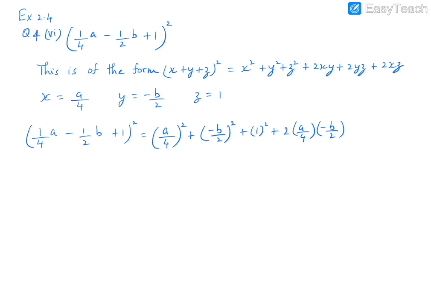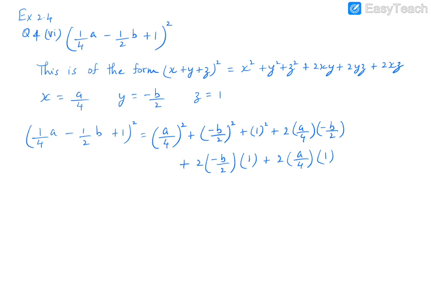And then we have plus 2yz, so I'll write it in a separate line, plus 2 into, in place of y we have minus b by 2, and z is 1, and the last term is 2 times x into z, so x is a by 4 and z is 1.